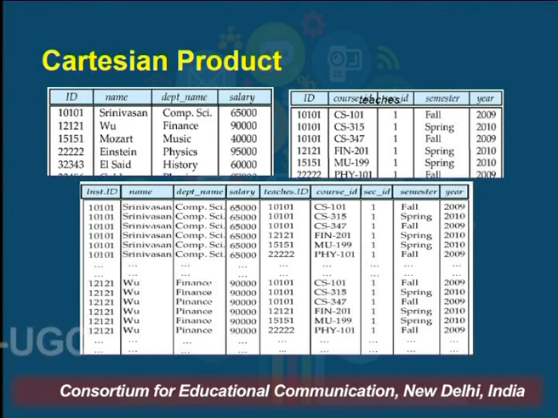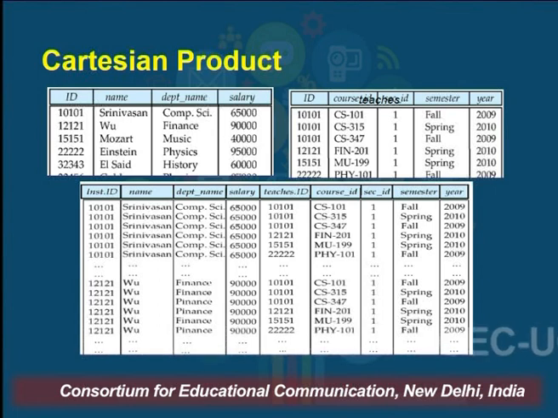Now, if we want to take a Cartesian product, what will happen? The first row of the instructor will be taken in combination with all the rows of the second table. Then the second row, which is 12121 ID, will be taken with all the rows available in the next relation, which is teaches. Finally, let us say n rows are there in the instructor and m rows are there in teaches. So, the resultant relation will have n multiplied by m rows.